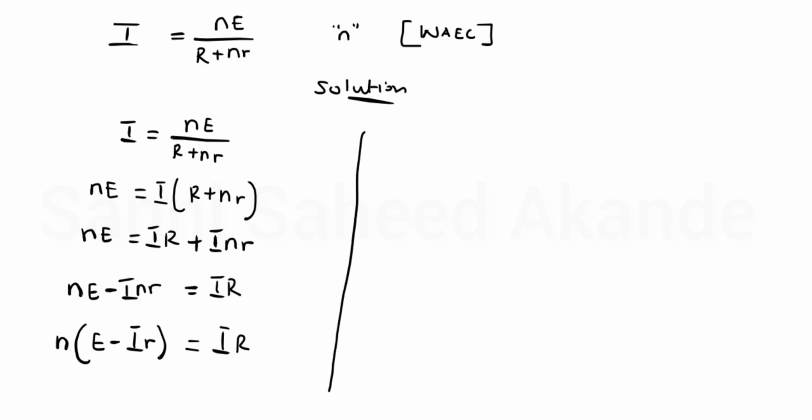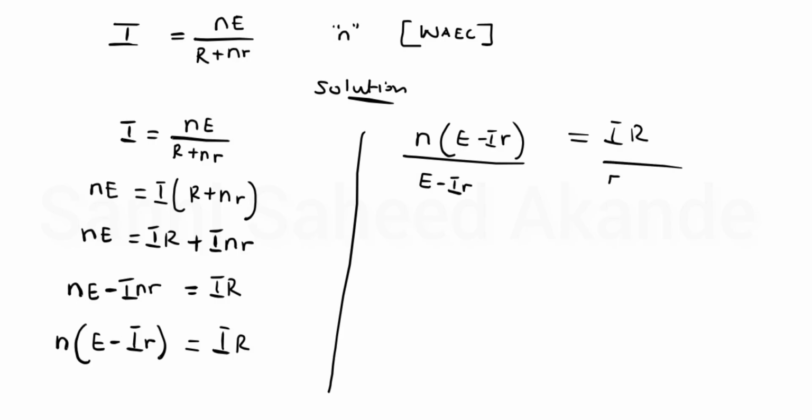So when you do that, you have n, then e minus Ir, equal to Ir. Now let's divide both sides by e minus Ir, then divided by e minus Ir. So this will take care of this. Then we are left with n is equal to Ir divided by e minus Ir. And that is our answer to this question.